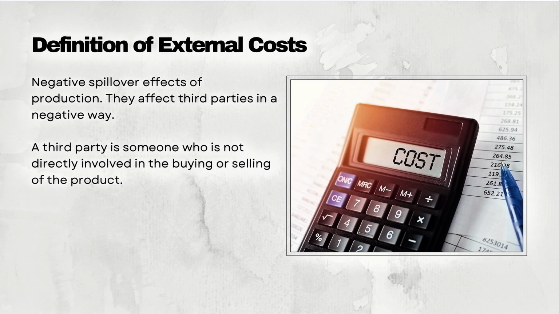The definition of external costs is the negative spillover effects of production. They affect third parties in a negative way. A third party is someone who is not directly involved in the production or the consumption, or buying or selling, of the product. For example, if you sat next to somebody smoking a cigarette, you will be inhaling secondhand smoke. You are not directly involved in the consumption of the cigarette. This makes you the third party.